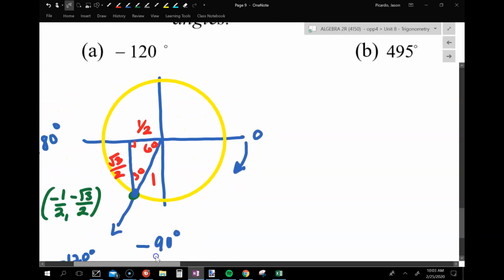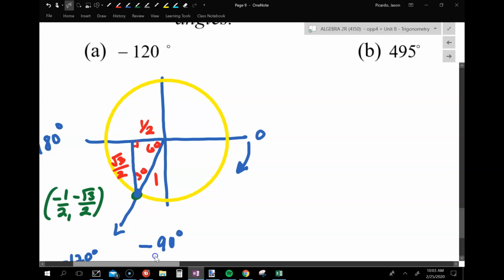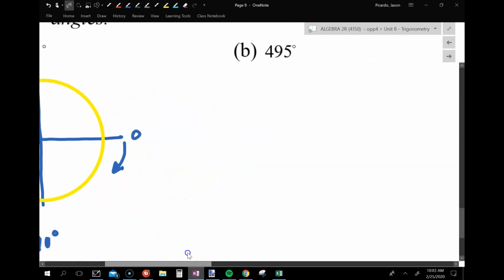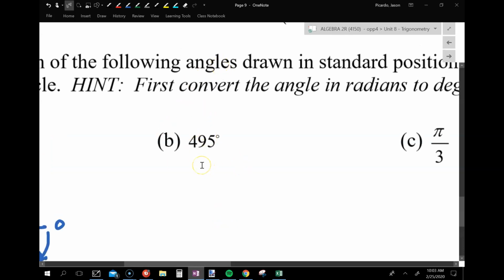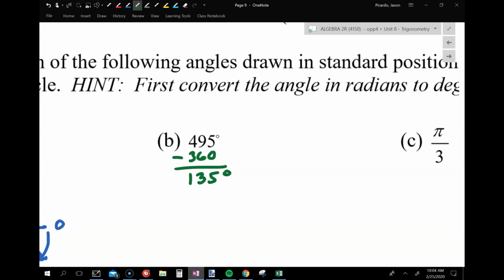495. What do we not like about 495? It's bigger than 360, right? So remember, if I wanted to answer this question, what might I do? Find a coterminal angle, right? That's what you're describing. I'm going to subtract 360, which gives me 135, right? So 135 is coterminal, which means in the same position, right? Go ahead and draw a reference angle at 135.